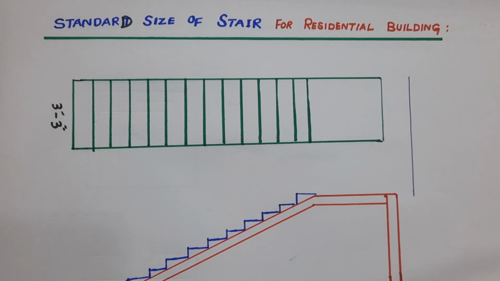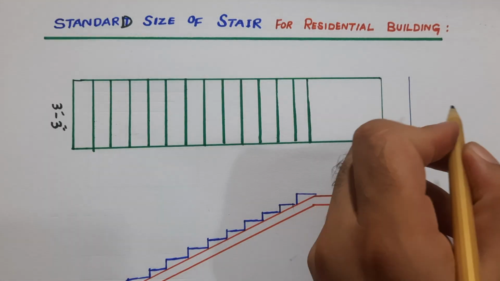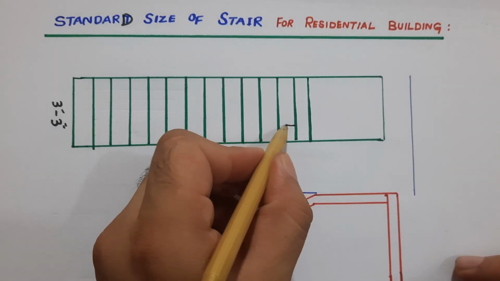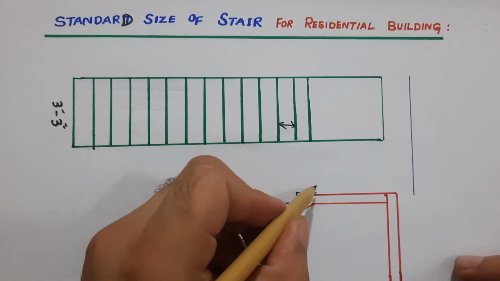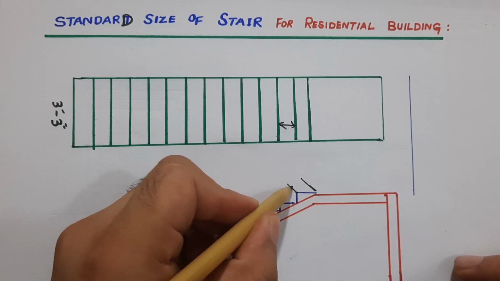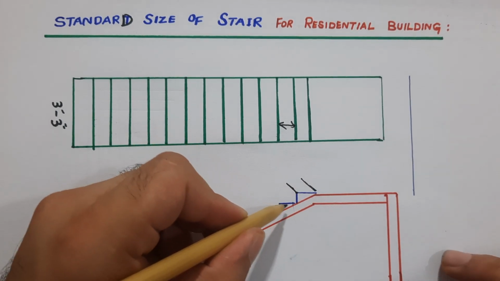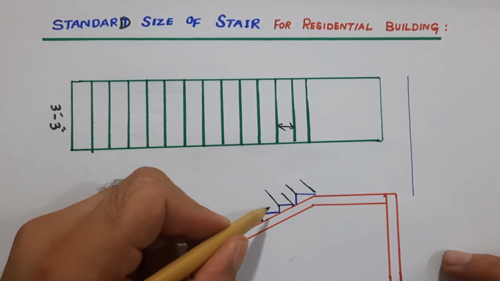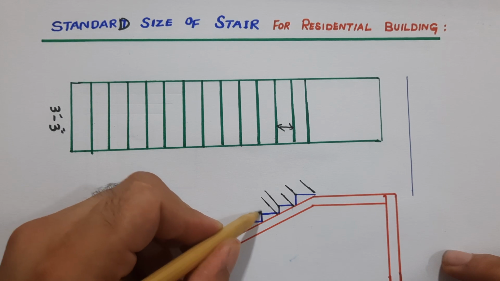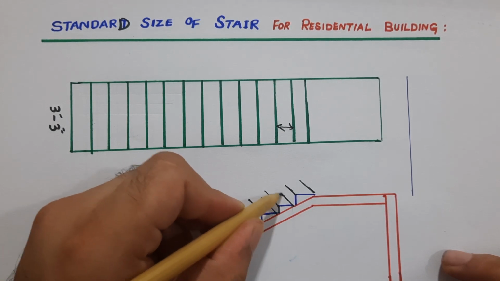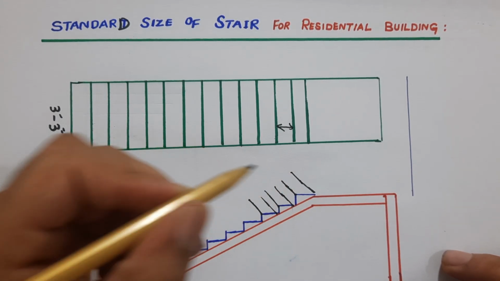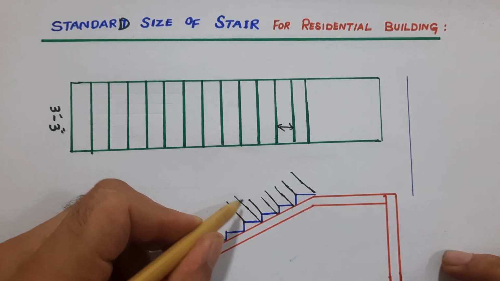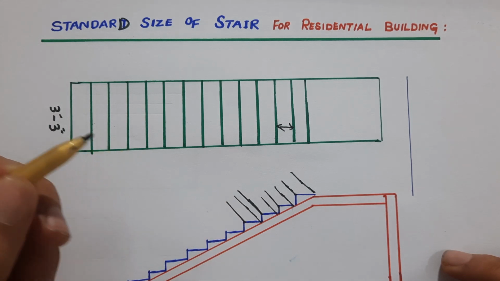Next, guys, let me guide you on the size of riser and tread. You can see this is the tread, this one which you can see here. This is called the tread. Let me show you in 3D. Guys, you can see clearly. This is the riser, and this one is the tread. Look here, and this one is the tread. This is the riser.